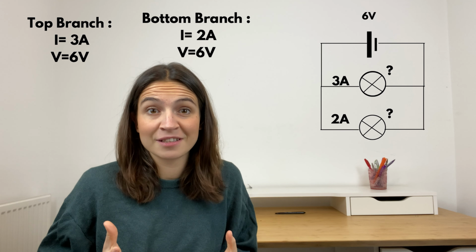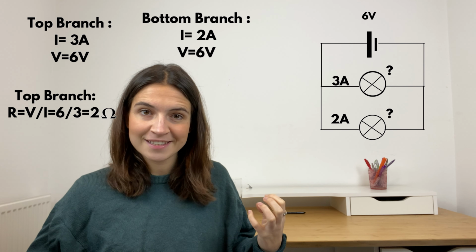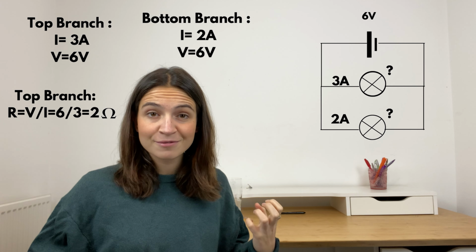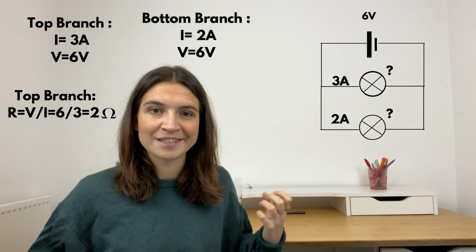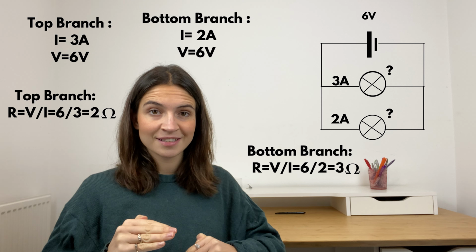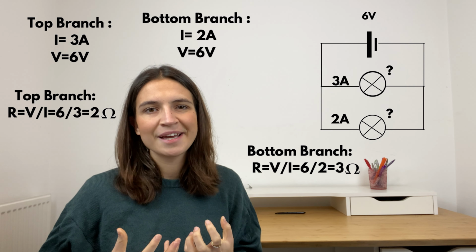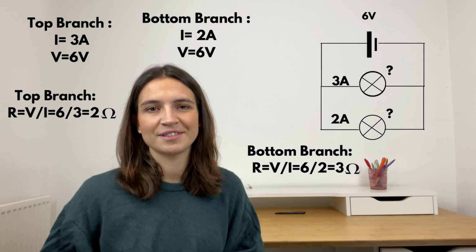Okay, so let's find the resistances. In branch number 1, I have my voltage 6 divided by my current 3 gives me a resistance of 2. And in my bottom branch, I have a voltage 6 divided by my current 2 gives me my resistance 3 ohms. Right, time for the mega circuit.